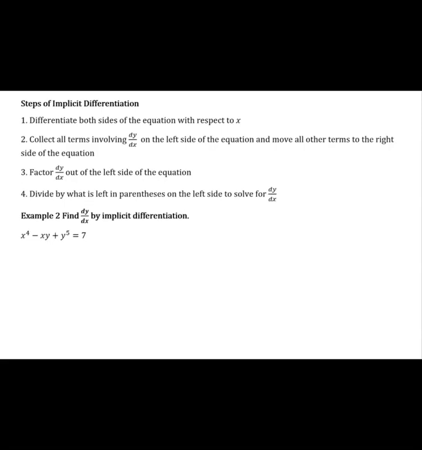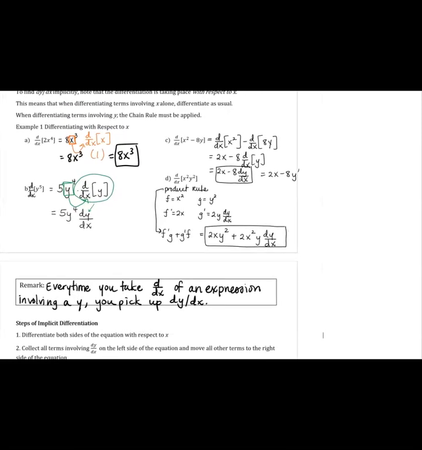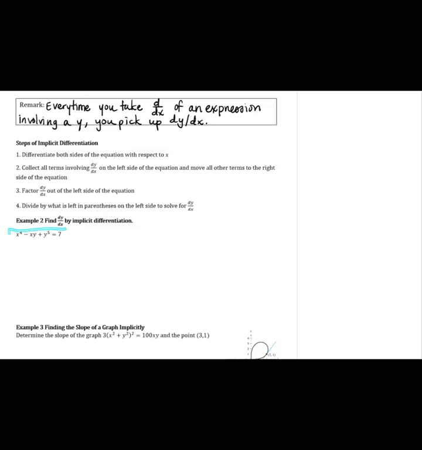So now we are going to look at how to determine dy dx for an equation that is defined implicitly. So far we have not worked with any equations. We took the derivative of expressions that had either only x in them or x and y in them. Now we're going to be working with an equation that is defined implicitly and finding dy dx for them.